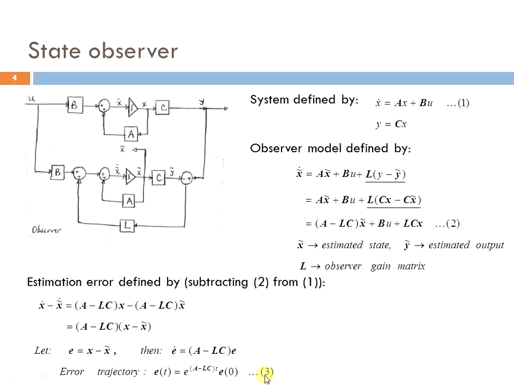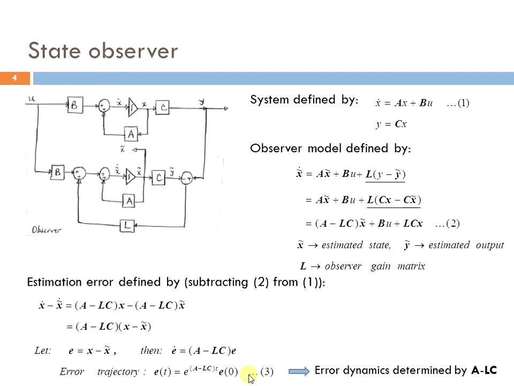Now it's interesting to note the parallel between this error trajectory and the state vector trajectory that we are familiar with, which is a function of the exponential of the state transition matrix A minus B times K. In this case also, the error trajectory is a function of an exponential matrix given by the expression A minus L times C. Accordingly, we can deduce that the error dynamics are determined by the exponential matrix A minus L times C.